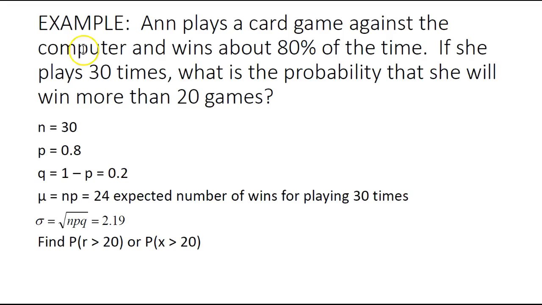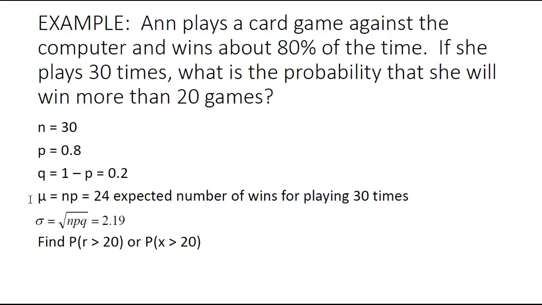So let's break everything down. She's going to play 30 times, so that's our number of trials, N. The probability of her winning is 80%, or 0.8. Now it doesn't say it, but the probability of failure, Q, would be 20%, or 0.2. 1 minus 0.8 is 0.2.